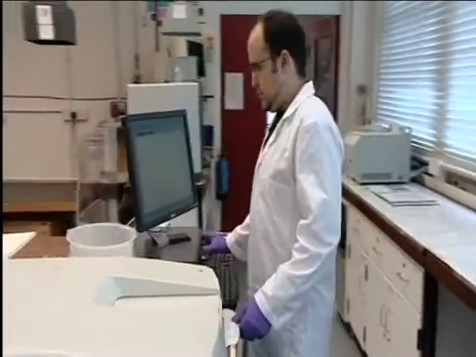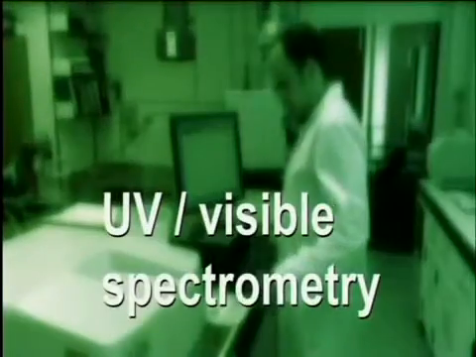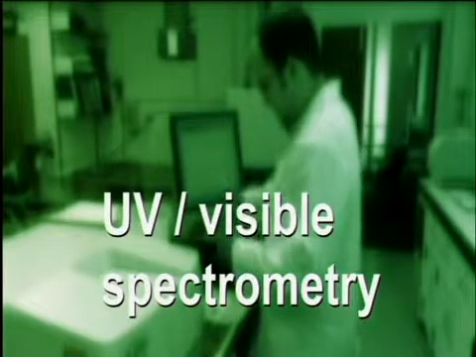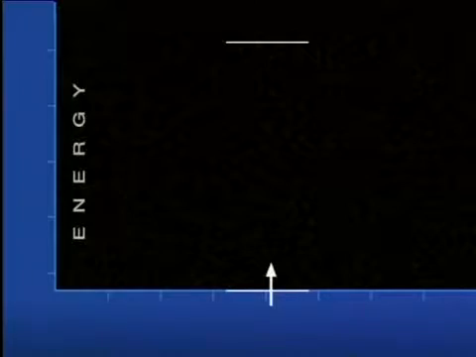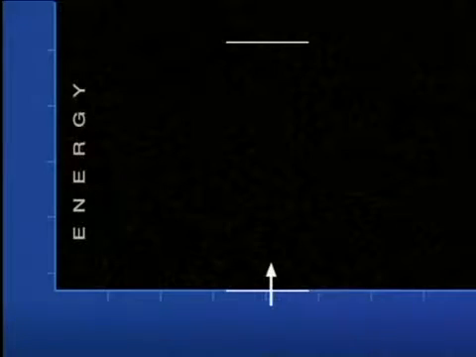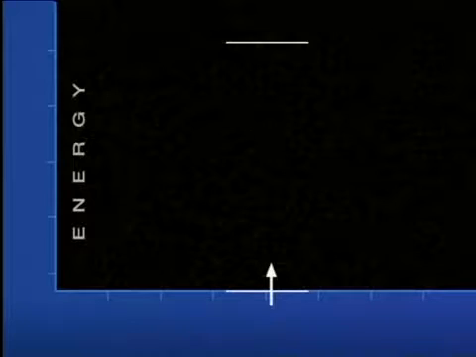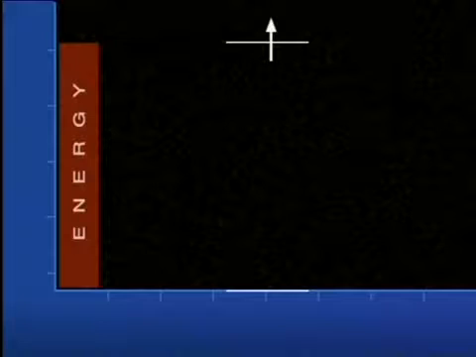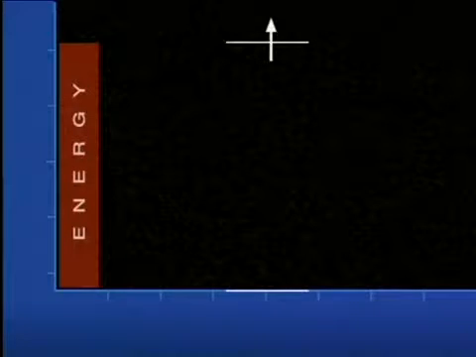Ultraviolet visible spectrometry tells us about electronic transitions in atoms and molecules. Spectra are produced when electrons in molecules or atoms move from one electronic energy level to another of higher energy. In doing so, they absorb energy equal to the gap between the two levels.